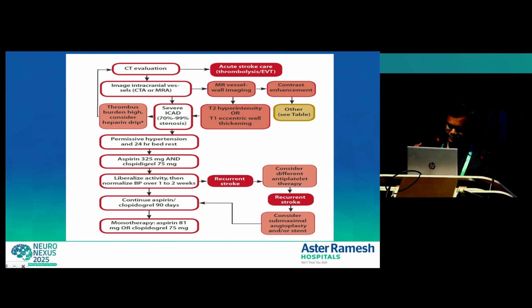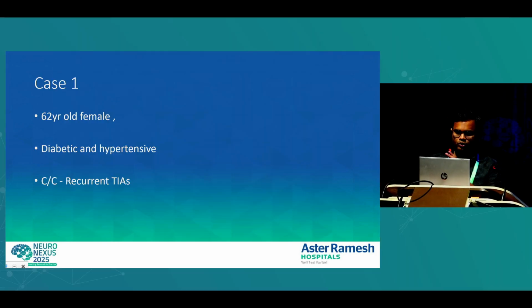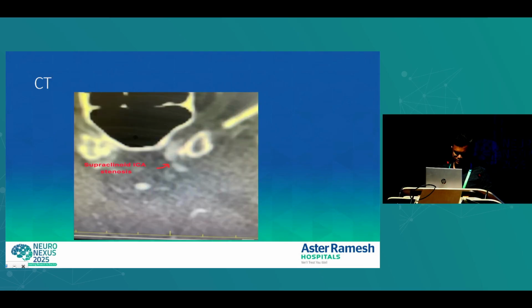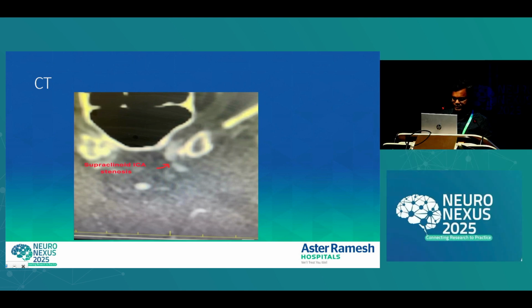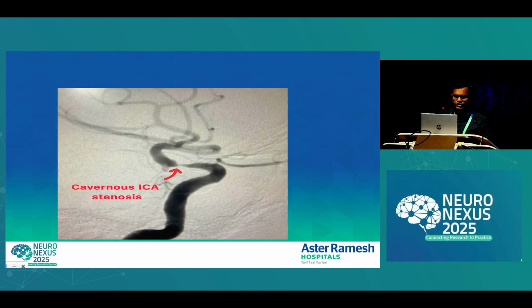If there are recurrent strokes happening in an ICAD scenario, it has to be proceeded with intervention, angioplasty plus or minus stenting. So coming to case 1, a 62-year-old female patient who is a known diabetic and hypertensive on medication. She is having recurrent TIAs, with the recent stroke 1 week back. This is the CT angio image showing critical stenosis in the region of the left cavernous ICA. This is the angiographic image showing critical stenosis in the cavernous ICA region.